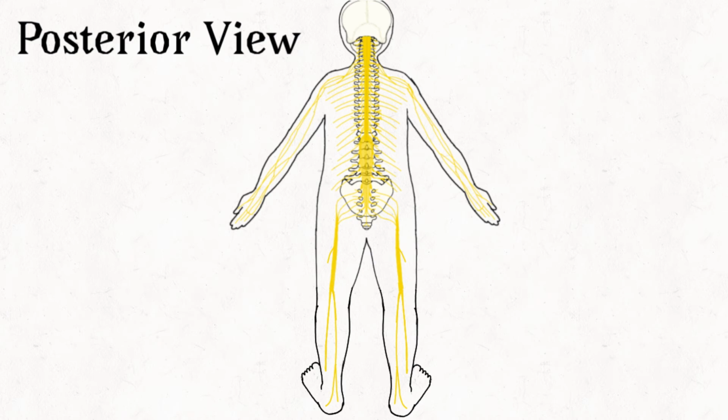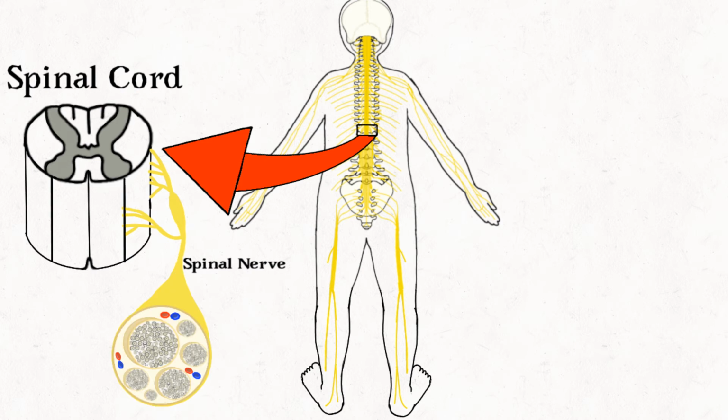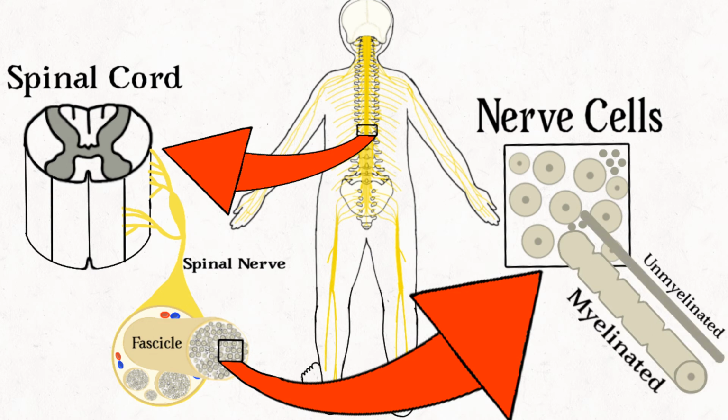Let's take a closer look at our nervous system. Here is a piece of the spinal cord. The spinal nerves that project off the spinal cord are part of our peripheral nervous system. If we were to look inside our spinal nerve, we would see blood vessels and bundles of nerve cells called fascicles. If we take a closer look at inside a fascicle, we'll see myelinated nerve cells and unmyelinated nerve cells.